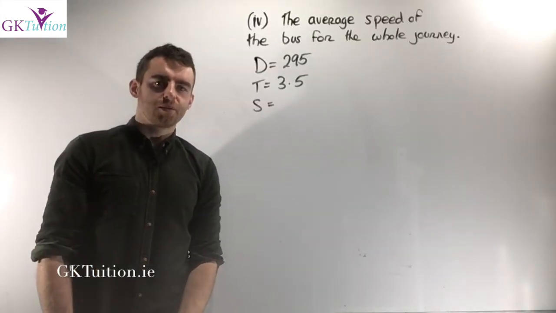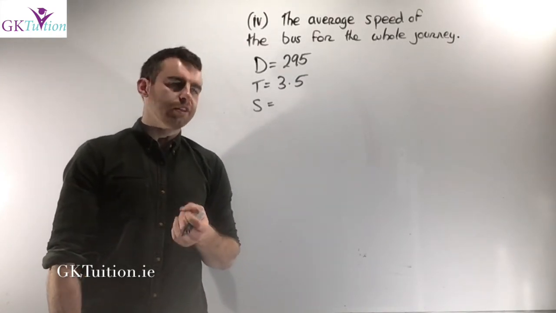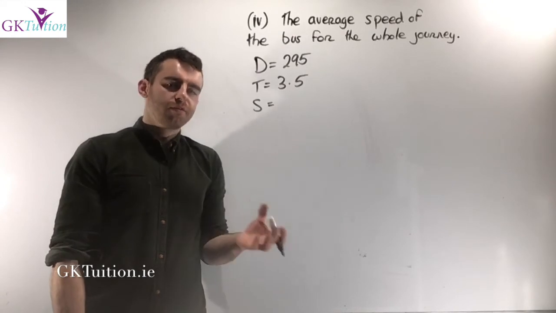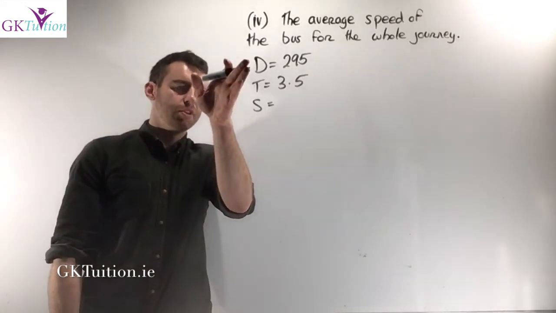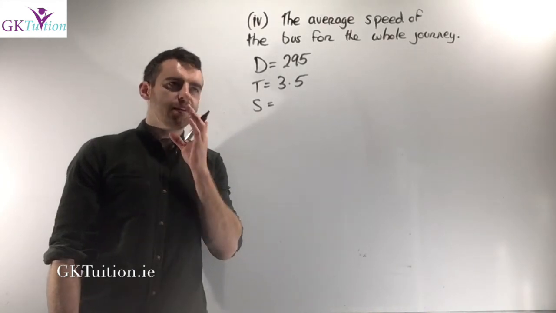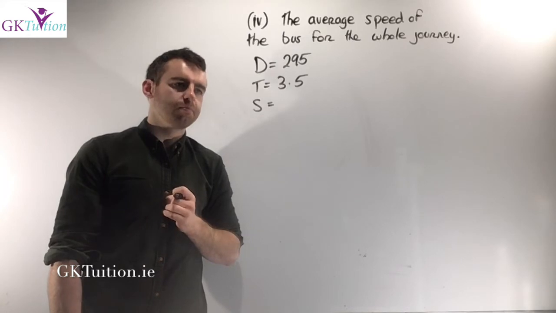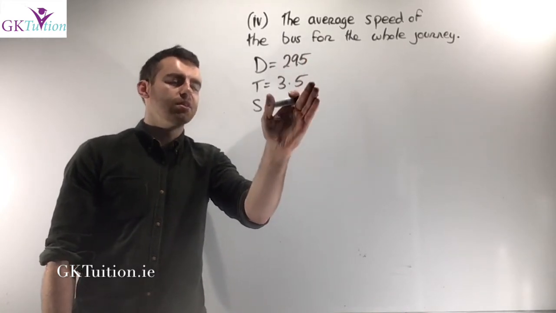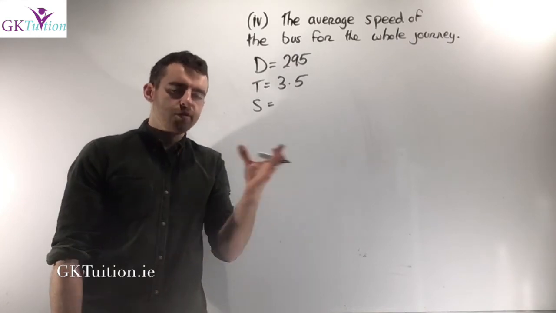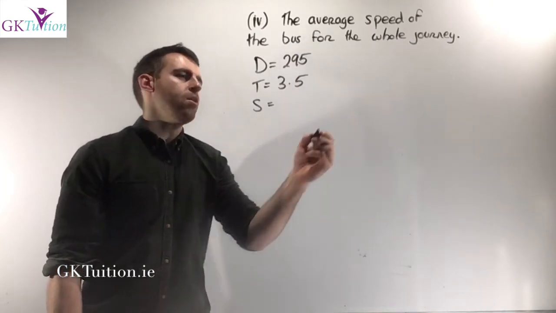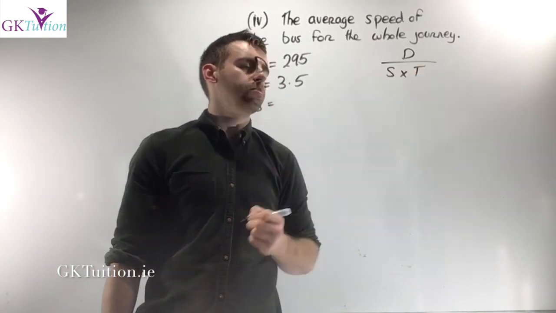The last part of this question asks you to find the average speed of the bus for the whole journey to 2 decimal places. Well, in the first part of the question, we worked out that the total journey is 295 kilometers. And in the third part of the question, we worked out that the total time is 3.5 hours. If I know the total distance and the total time, I can work out what the average speed was over this 3.5 hour period. Once again, we're just going to use the triangle d over s multiplied by t.